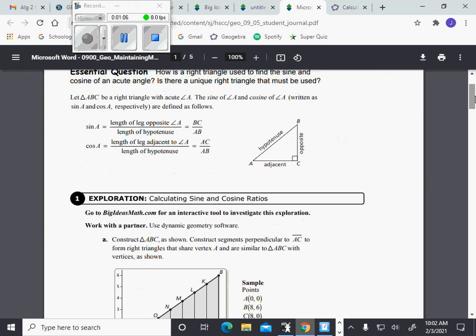This first image, here's just a good example. The sine of A, we go opposite over hypotenuse, so we have this line here, BC, the length of BC over the hypotenuse AB. The cosine of A is adjacent, so AC, over that hypotenuse AB.